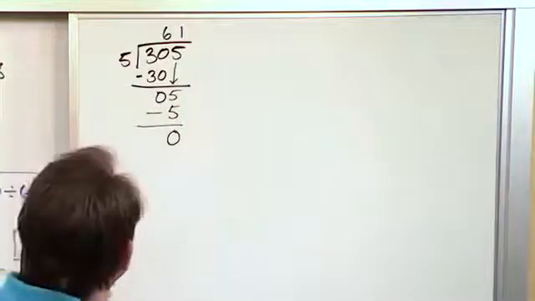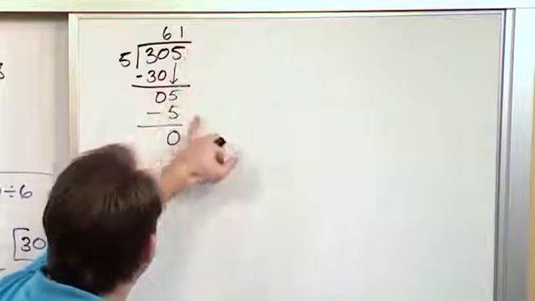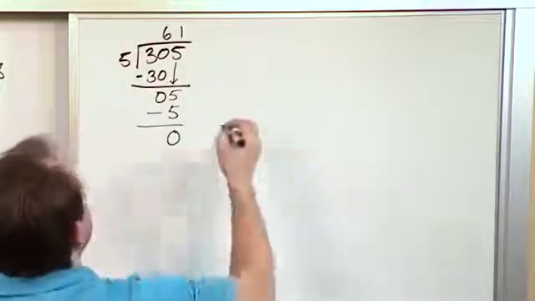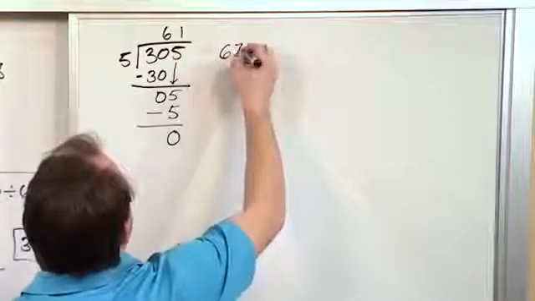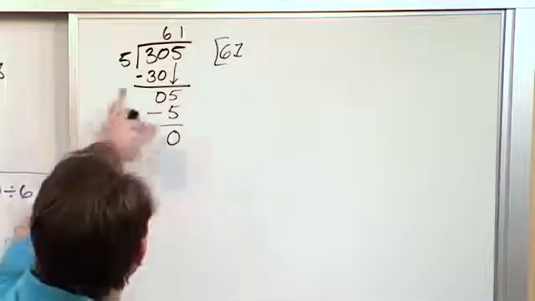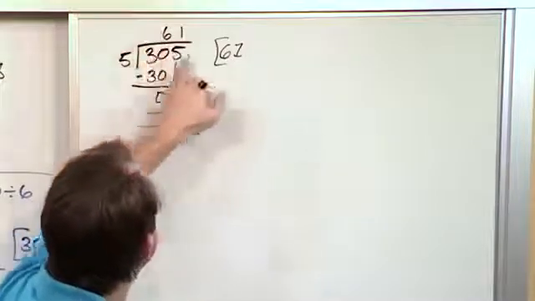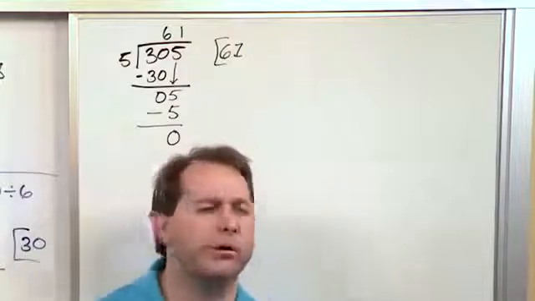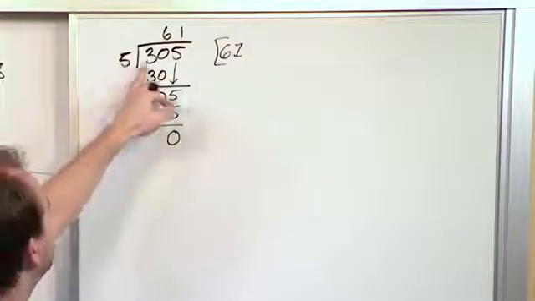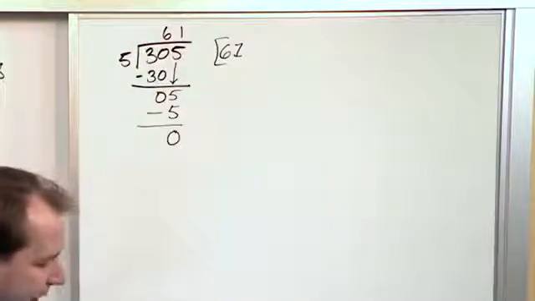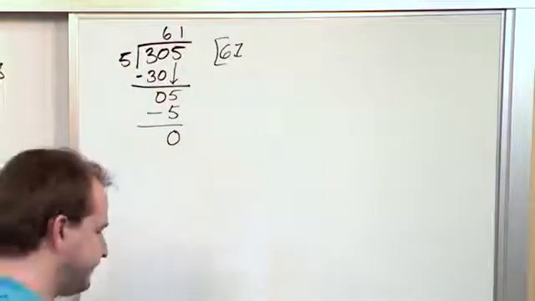So now I'm looking to continue the problem, but there are no more digits to drop down. I've done my subtraction. I have everything finished. The answer to this problem is 61. There's no remainder because I got a 0 at the end. So 5 times 61 gives you 305. I'll leave that for you to check yourself. You can always check your problems because since we're dividing here, the opposite is multiplication. 5 times 61 should give you exactly what you have underneath there.